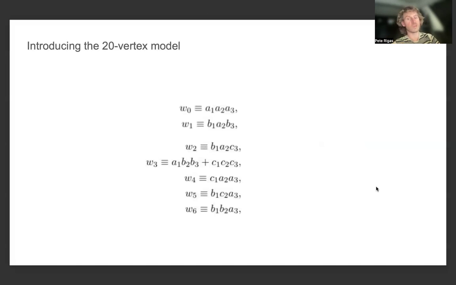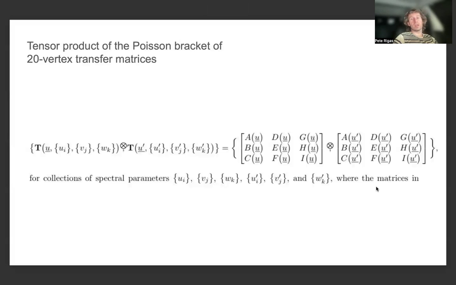And there's an explicit expression for the six weights which appear in the 20 vertex model, which are just given by different combinations of the parameters A1, A2, A3, B1, B2, B3, as well as C1, C2, and C3. And as I alluded to earlier in previous comments, the tensor product of the Poisson bracket of 20 vertex transfer matrices, such as given for the 20 vertex model supported over the triangular lattice, really takes this form, in which we're looking at taking the tensor product of one product representation for the transfer matrix, as well as another entry of the product representation that depends on different spectral parameters.